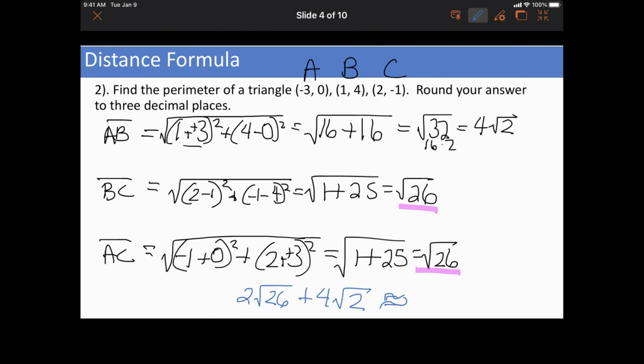Okay. I said 3 decimal places. So it says 15.8548. So that's going to be rounded to 15.855. And I have no units. I'm just going to leave it like that. And there you go. Okay, moving along.